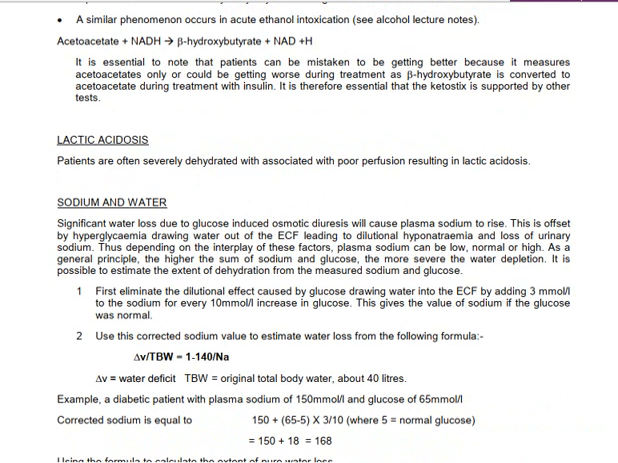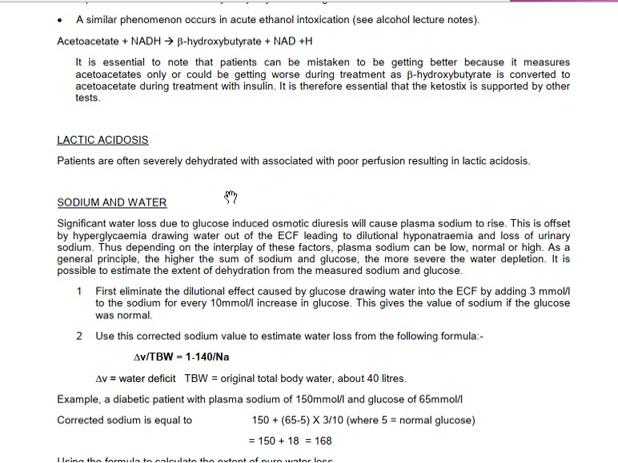Another metabolic derangement in diabetic ketoacidosis is sodium and water derangement. So for sodium and water derangement, we have significant water loss, which is due to the glucose induced osmotic diuresis. So in sodium and water metabolic impairment of diabetic ketoacidosis, you have significant water loss, which is due to glucose induced osmotic diuresis, which is going to cause plasma sodium to rise.